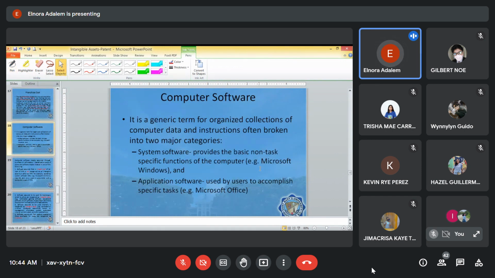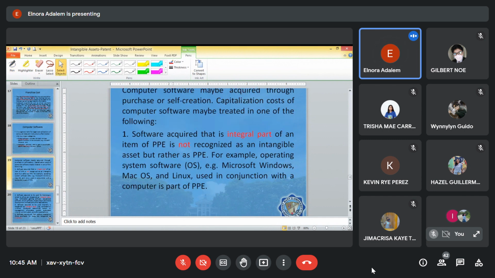Then the last one, computer software. This is a generic term for an organized collection of computer data and instructions, often broken into two major categories: system software and application software. System software provides the basic non-task-specific functions of the computer. An example is Microsoft Windows. While application software is used by users to accomplish specific tasks, such as Microsoft Office.